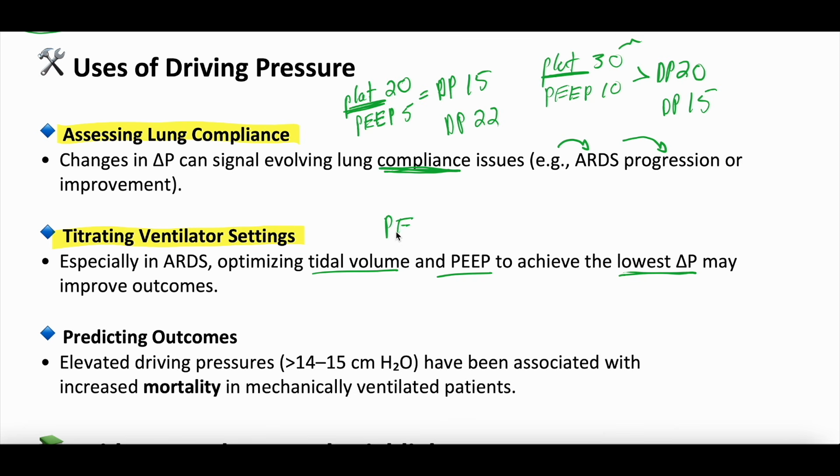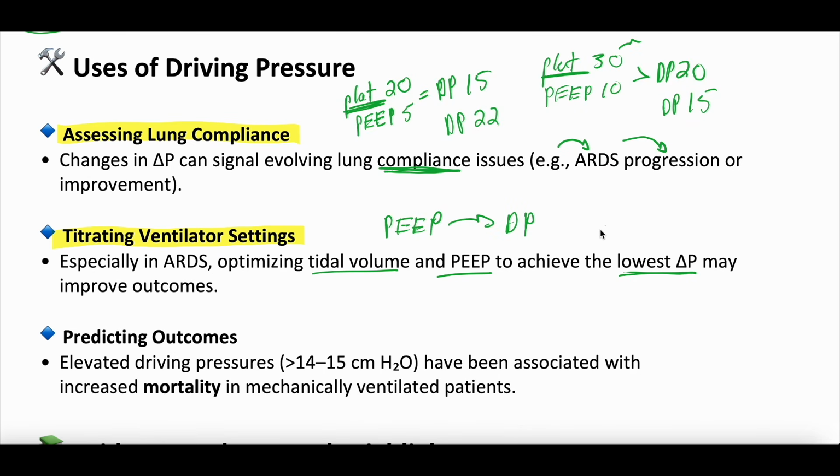You can do PEEP titrations while checking driving pressure intermittently to see if the patient's alveoli are optimally distended. And there's fancy things like stress index, which can help you understand this. But essentially, you're trying to get the alveoli to the most optimal amount of distension by titrating their PEEP either up or down, right?